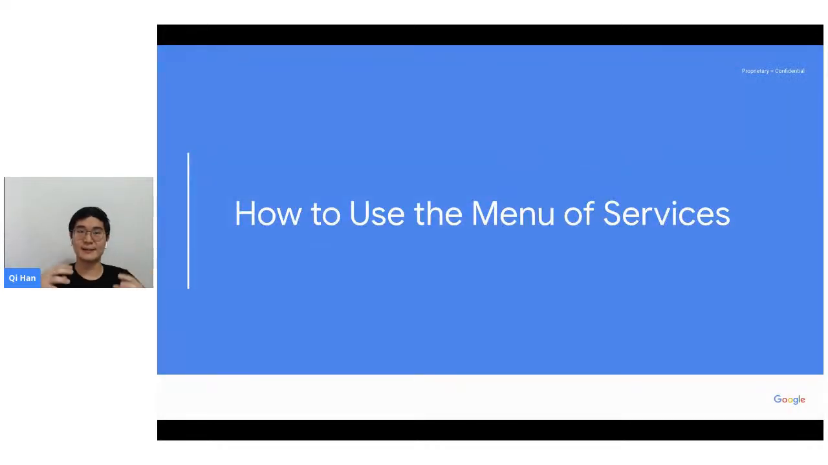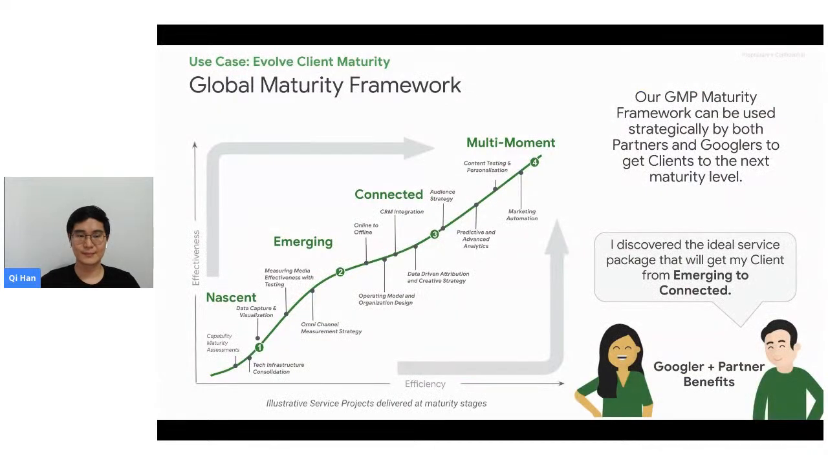So pulling it all together, I've now run through what is the MOS, how to navigate it, and where to find the EMP. Now I'm going to walk you through a bit more about how you can actually use the MOS in improving your daily business practices. So for Googlers and partners alike, our intent is to provide an actionable framework. And the keyword here is really actionable to help move clients up the digital maturity framework.